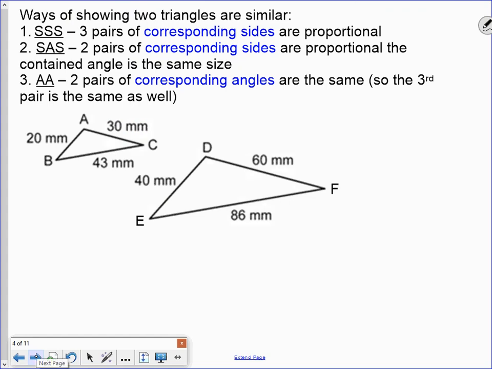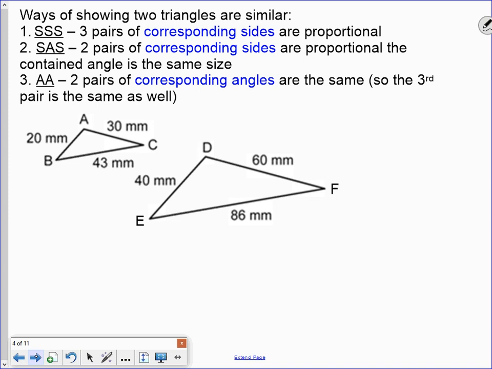There are three ways of showing that two triangles are similar. Just like with congruent triangles, we have the SSS method. We can show that three pairs of corresponding sides are proportional. We have the side-angle-side method. We can show that two pairs of corresponding sides are proportional and the contained angle is the same. And we have the angle-angle method. Two pairs of corresponding angles are the same. This automatically means that the third angle in each triangle is going to be the same as well, because the angles have to add up to 180 degrees.